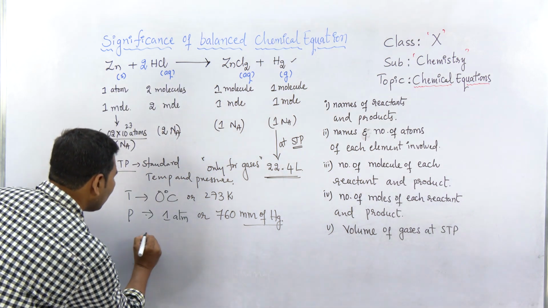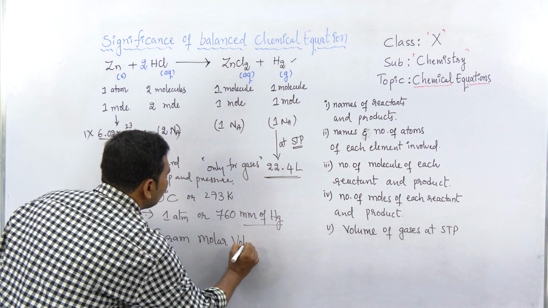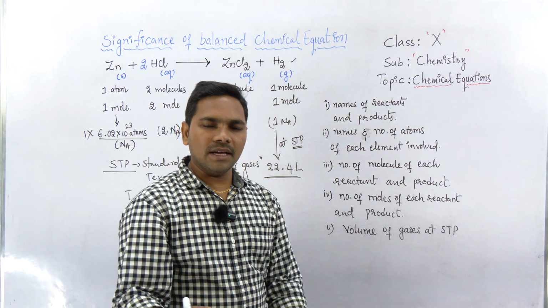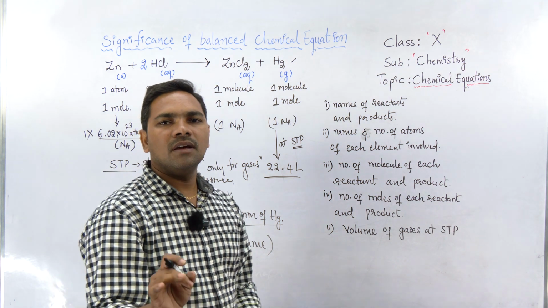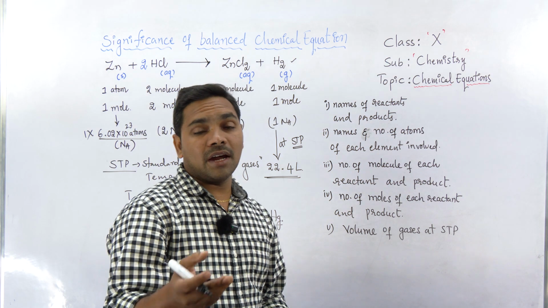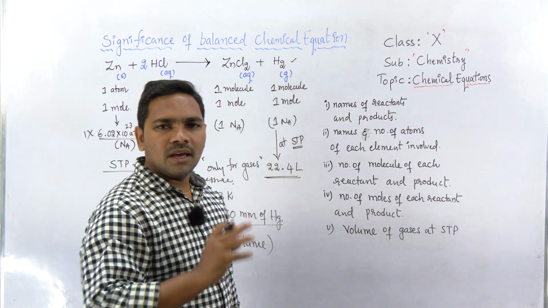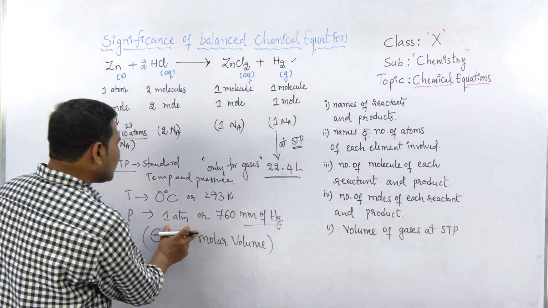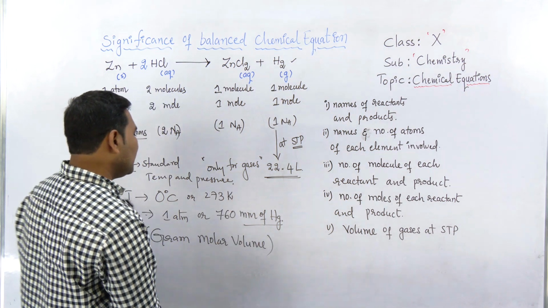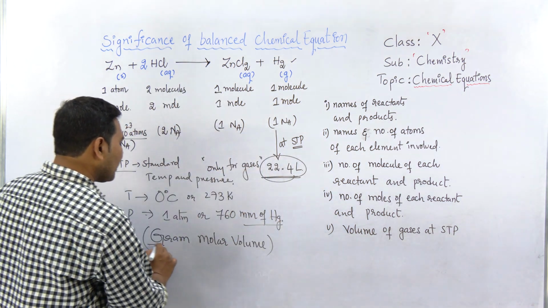And we have a concept called gram molar volume, which means 1 mole of any gas, it can be hydrogen, oxygen, nitrogen, carbon dioxide, sulfur dioxide, hydrogen sulfide, methane, butane, propane, any gas you take, at STP conditions, 1 mole of any gas occupies 22.4 liters of volume. This is called gram molar volume.